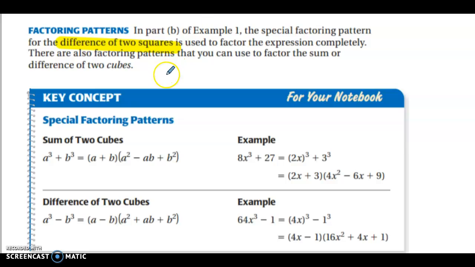I wrote it on the previous slide. I'll write it again. That was if you had a perfect square minus a perfect square, it would always factor into whatever was being squared first plus what was being squared second, and then whatever was being squared first minus what was being squared second. And before I move into the new patterns, I'm going to give you a few better examples of that.